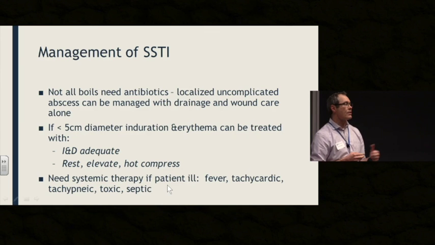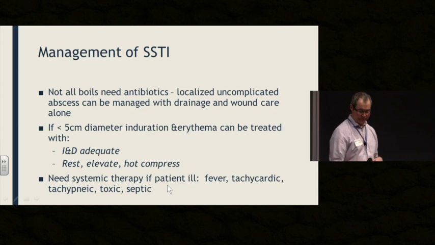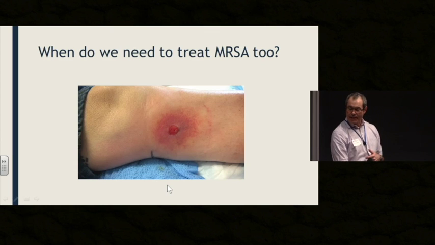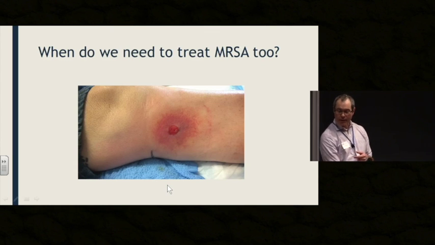But certainly if a patient has any systemic symptoms, if they have fever, if they're unwell in any way, then even if it's small, they definitely do need systemic treatment. And when do you cover MRSA too? Well, there's a wound there. That was a little abscess that kind of drained spontaneously. It's hard to see. There is some spread that goes up the medial thigh posteriorly.